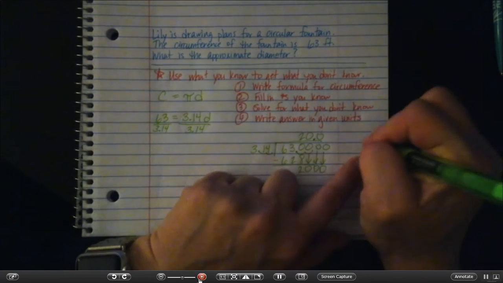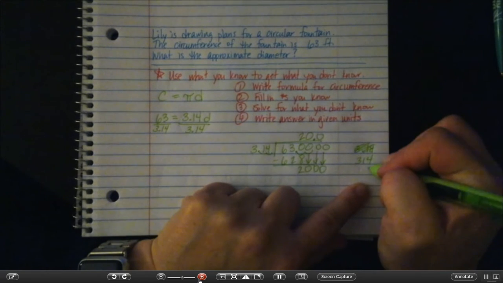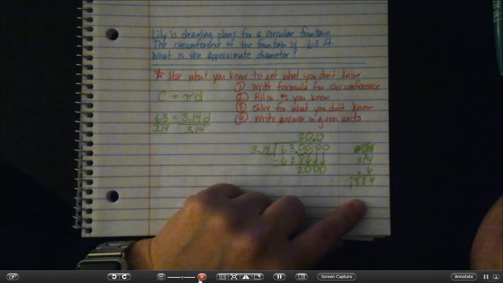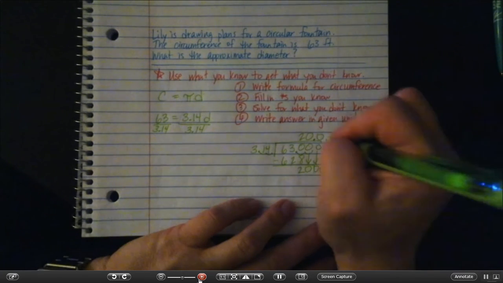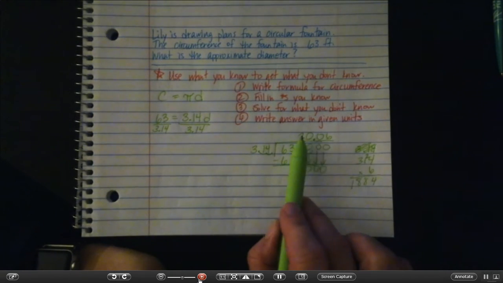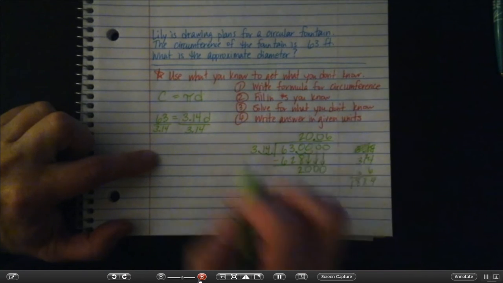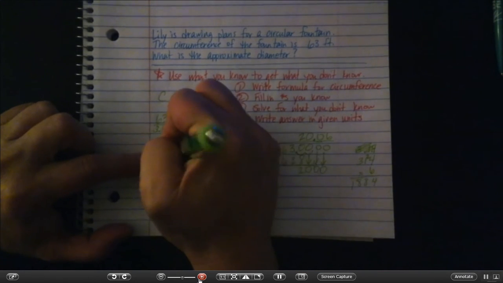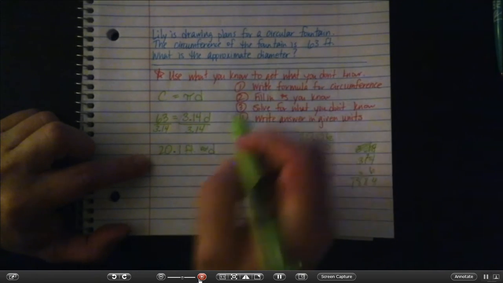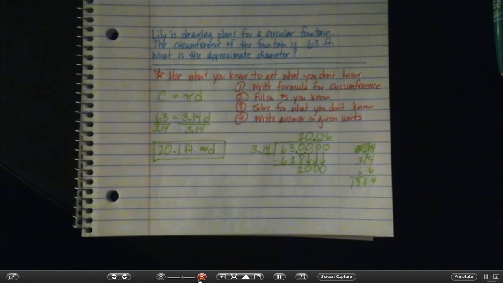So probably 6 times. Let's see, what's 314 times 6? 24, 6, 7, 8, 18. Yeah, can't be bigger than that. So we'll call it 6. And I don't need to do any more than that because I'm rounding to the tenths. So I can say that the diameter is approximately 20.1 feet is the approximate diameter. I'm writing that answer in the given units. The units they gave me was feet.